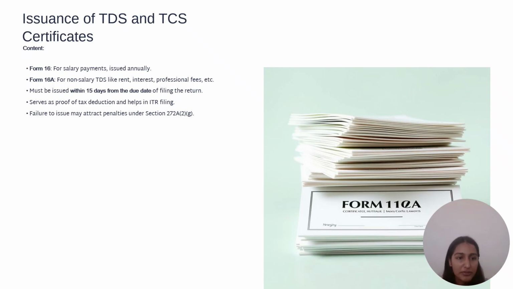There are a few form numbers for TDS and TCS certificates. For example, Form 16 for salary payments and Form 16A for non-salary payments, and it must be issued within 15 days from the due date of filing the return.